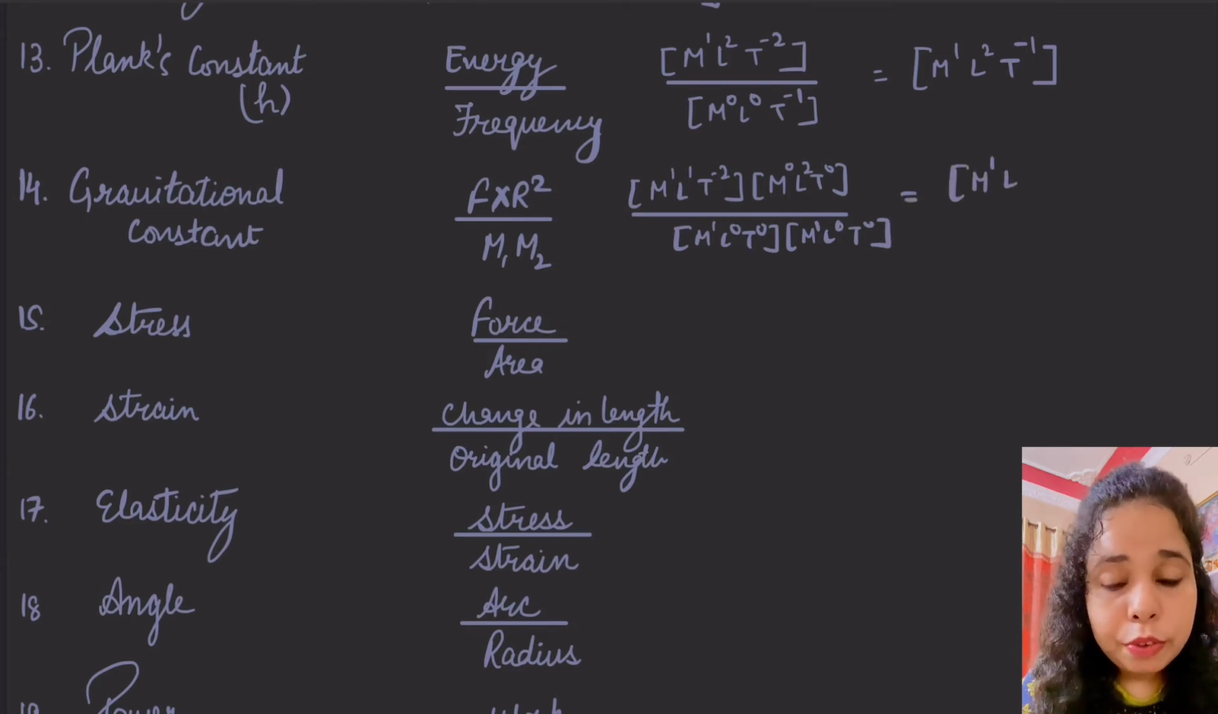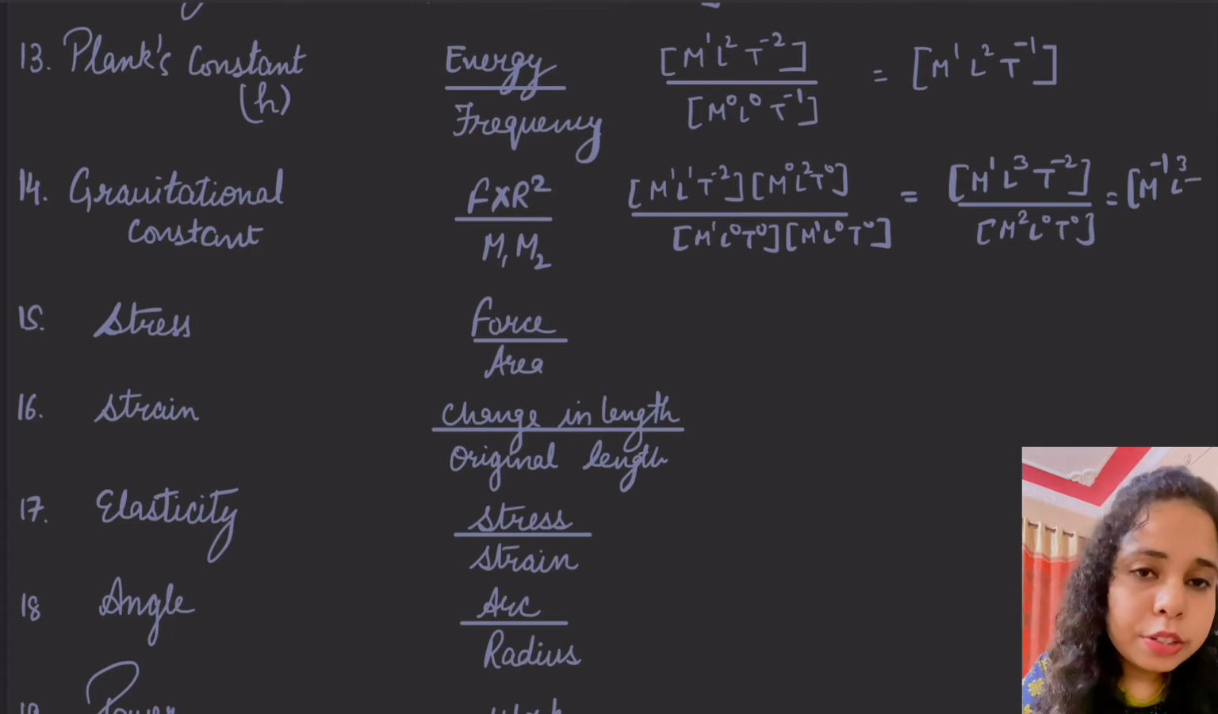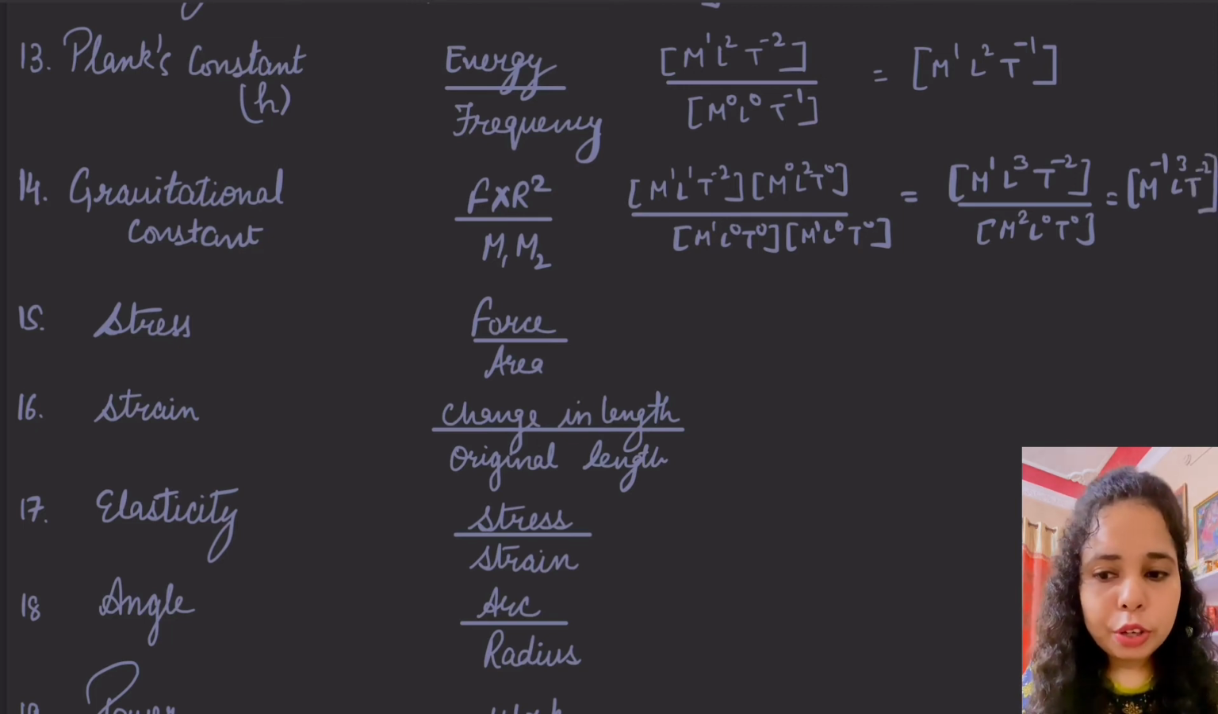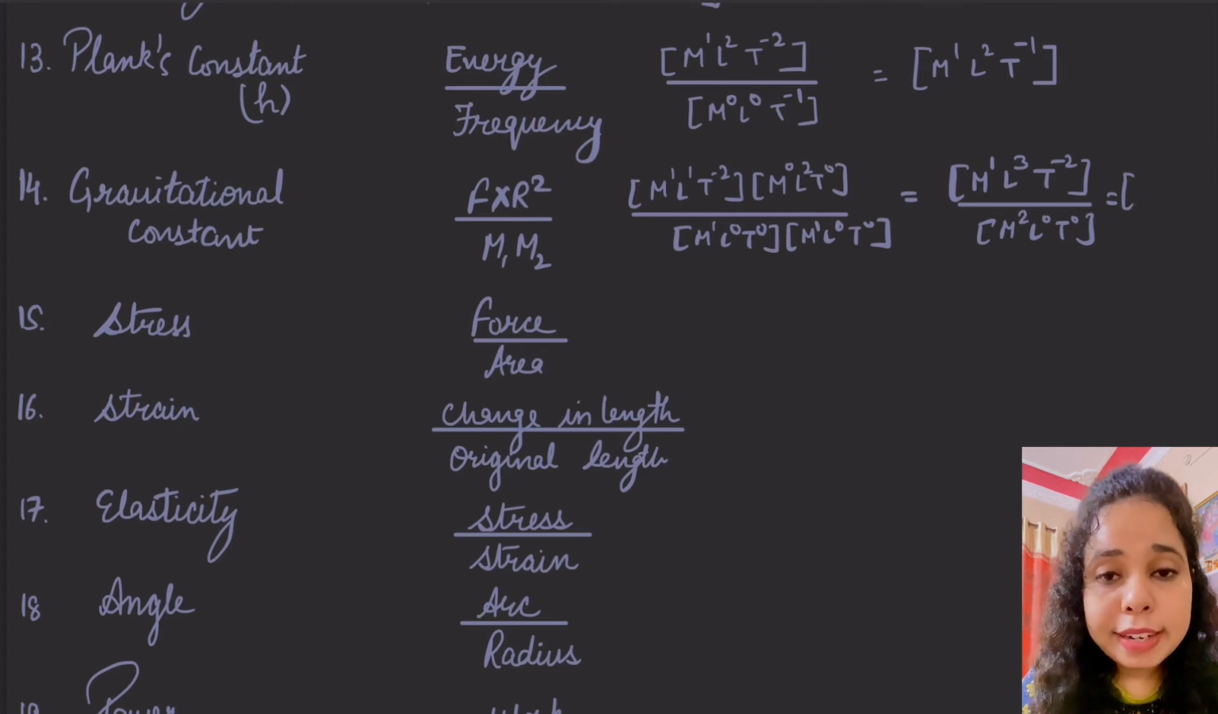So in the numerator, we have m1 l3 t minus 2 divided by m2 l0 t0, and on solving we have m to the power 1 minus 2, that is minus 1. We have the dimension of G as m minus 1 l3 t minus 2. So this is the dimensional formula for the gravitational constant. It is important and it can be seen in the paper, so you can expect to be asked to determine the dimensional formula for the gravitational constant in your exam.